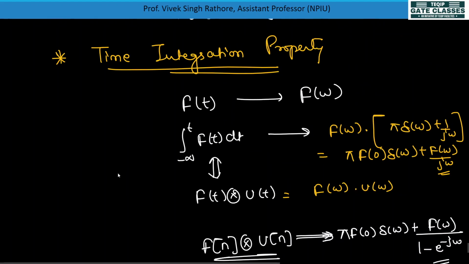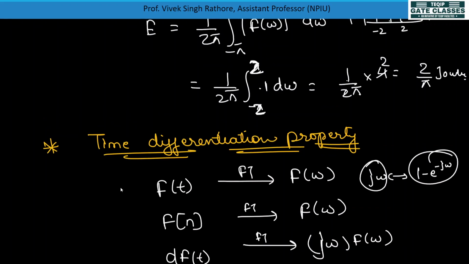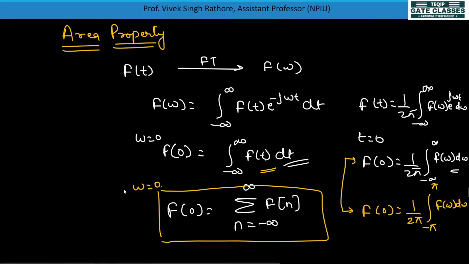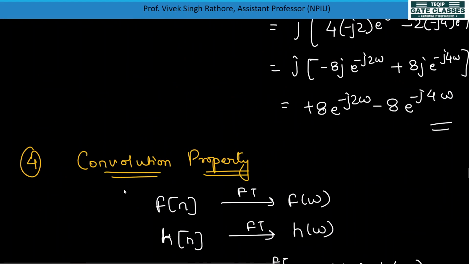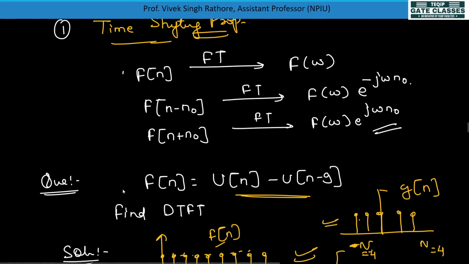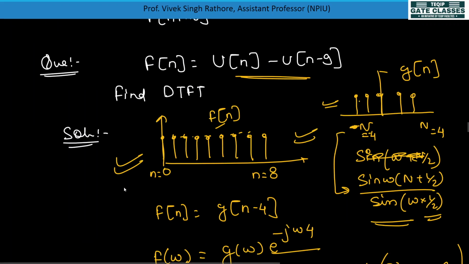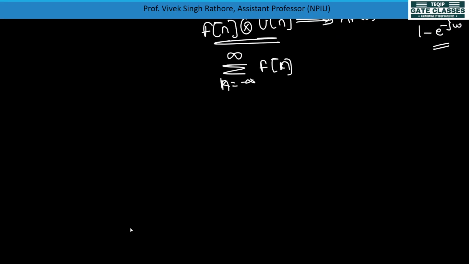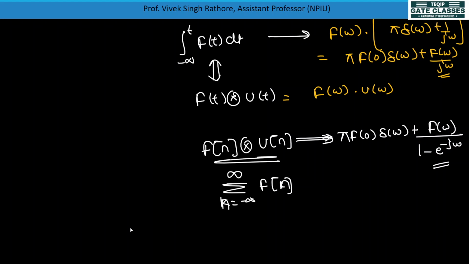What I wanted to tell you is that this is the time integration property, this is the time differentiation property, and this is the energy spectral density property, and we have seen the area property also. Then we have seen the convolution property, multiplication by n, frequency shifting and time shifting. We have seen almost all properties of DTFT, and some questions also. So here comes the end of DTFT. As long as you are solving questions, you will use these properties, so try to solve as many questions as possible.